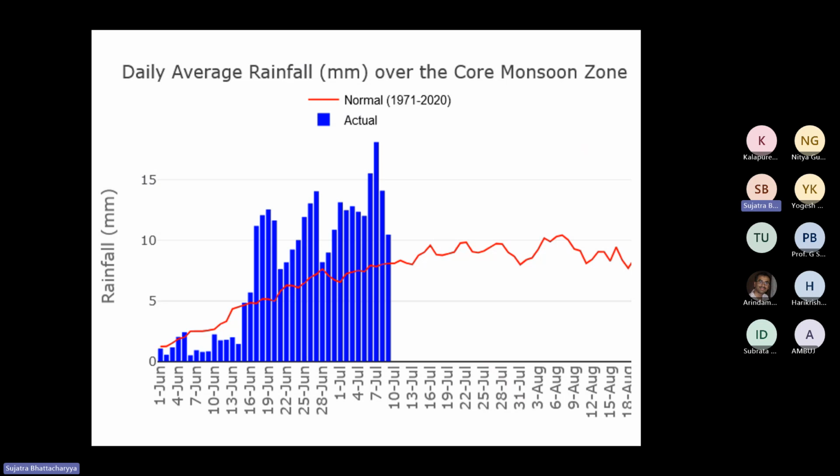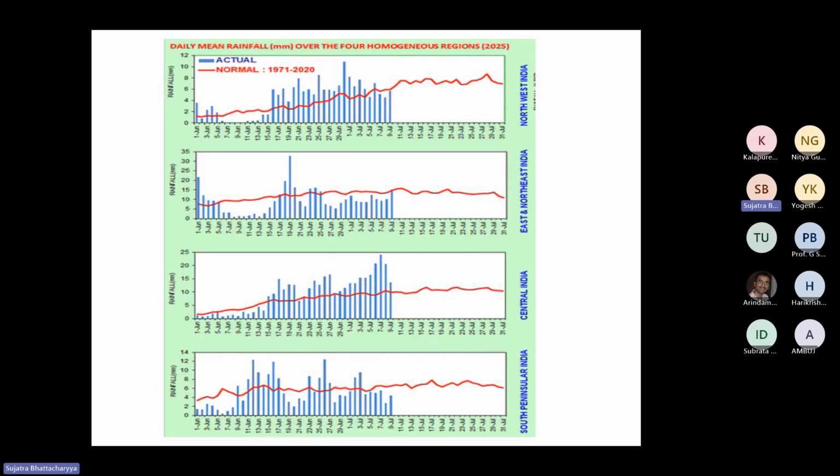If you look at only the core monsoon zone, it's even better. The core monsoon zone goes from 15 June till today, this 9th. To me that is an unbelievably long active monsoon season in the core zone, which is a very good sign. This is covering the 4 regions, again clearly showing that northeast and south are the ones which are not doing well compared to these two.